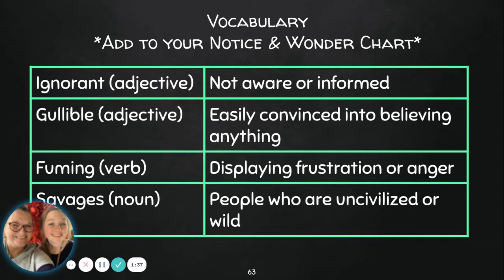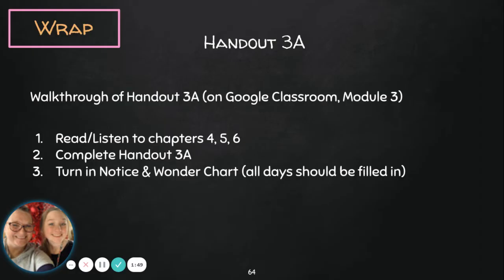Ignorant means not aware or informed. Gullible means you're easily convinced into believing anything. Fuming: displaying frustration or anger. And savages is a noun that describes people who are uncivilized or wild.